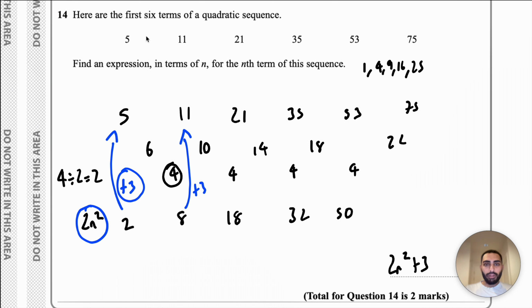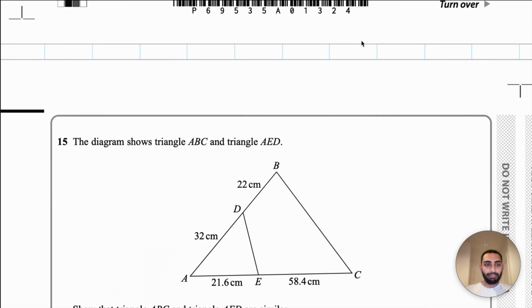One way you could check it, let's say, for instance, you want to check one term later on in the sequence. Here, n is 5 because it's the 5th term. I would substitute 5 into here, and it should give me a result of 53.